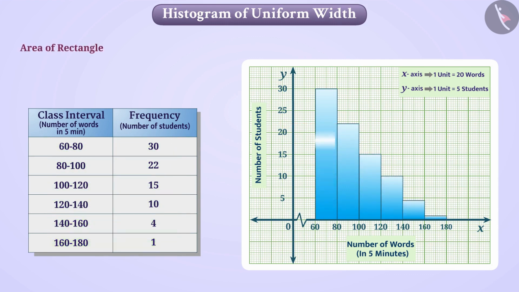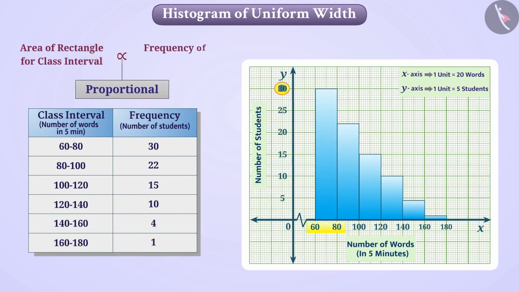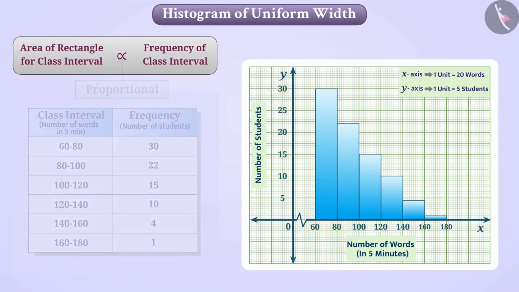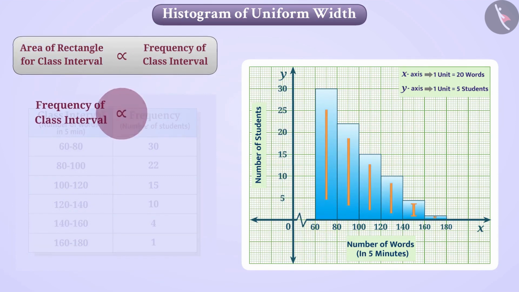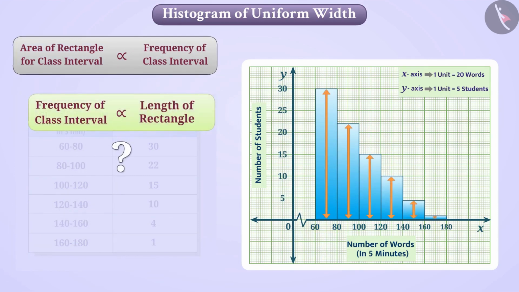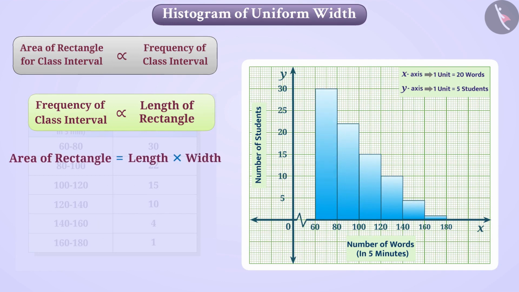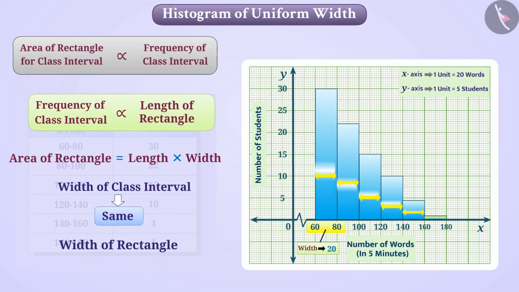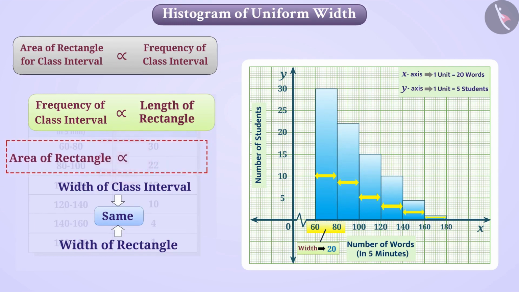The area of the rectangle drawn for a class interval in a histogram is proportional to the frequency of that class interval. But here we have kept the frequency proportional to the length. Is it fair? Think. Let me tell you. We know that the area of a rectangle is length multiplied by width. Here, the width of each class interval is the same. So, the width of the rectangles drawn for them will also be the same. If the width of the rectangle is kept the same, then its area is proportional to its length.